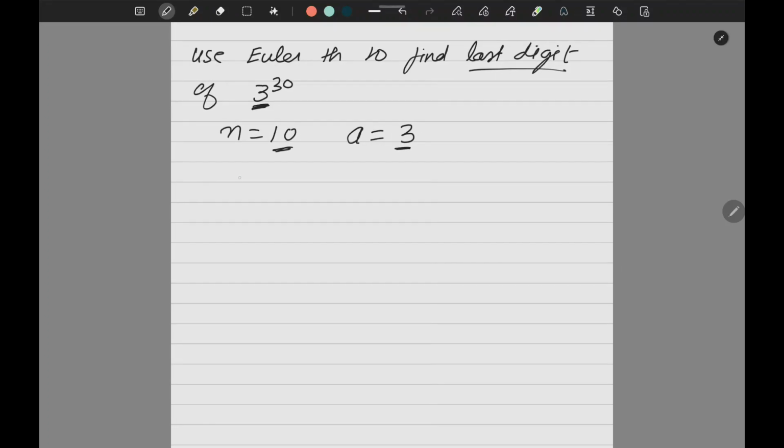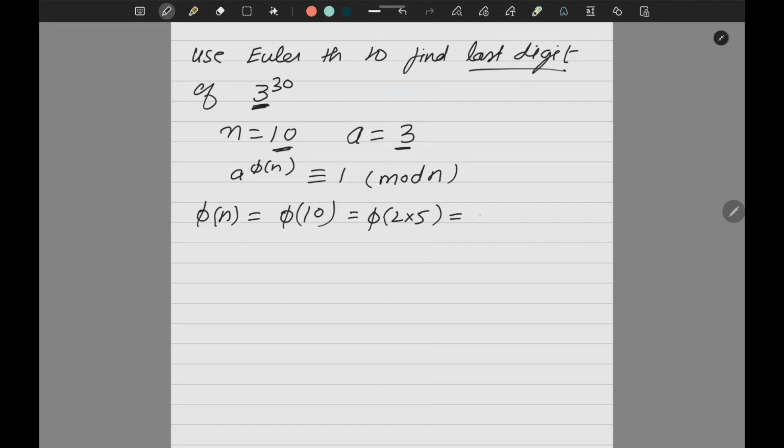As per Euler's theorem statement, a to the power phi n is congruent to 1 mod n. This is the statement. Now first step, I need to figure out the value of phi n, which means I am searching for the value of phi 10. Phi 10 means I write down all numbers before 10 and check how many of them are co-prime with 10. That is the count of phi. But I will not go by that method. What are the factors of 10? 2 into 5, both prime factors, right?